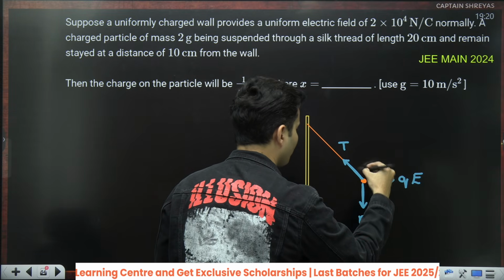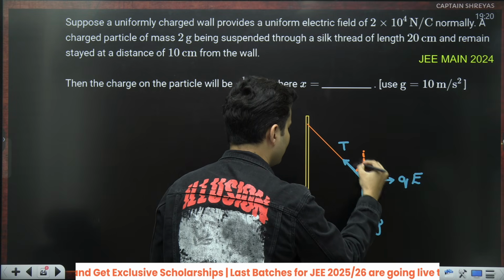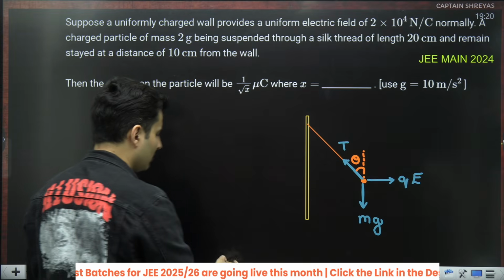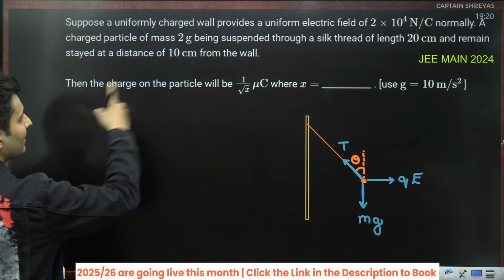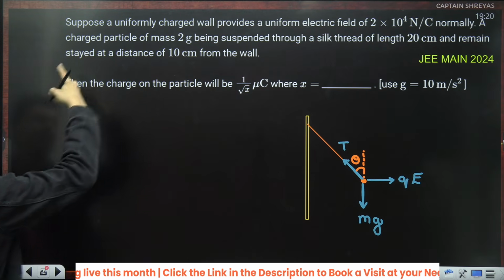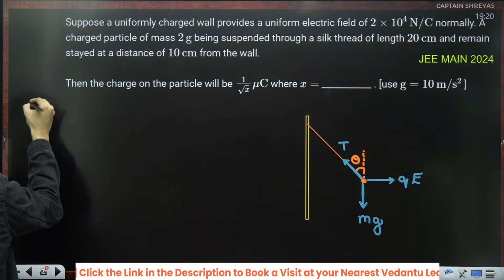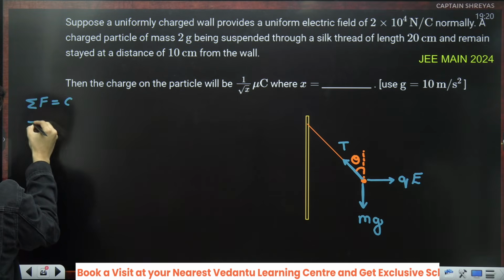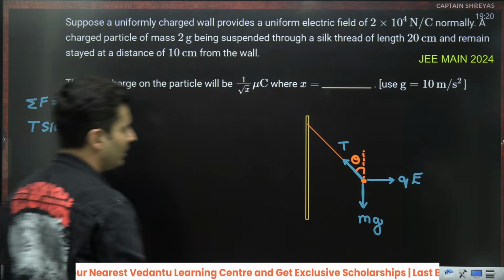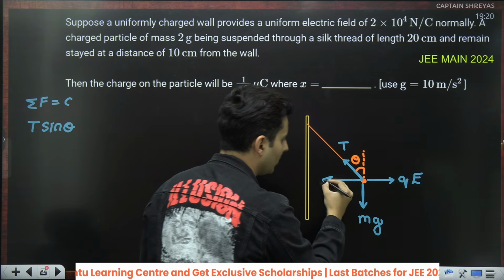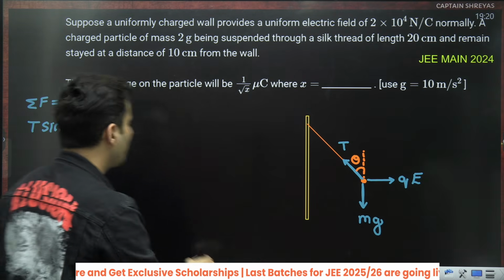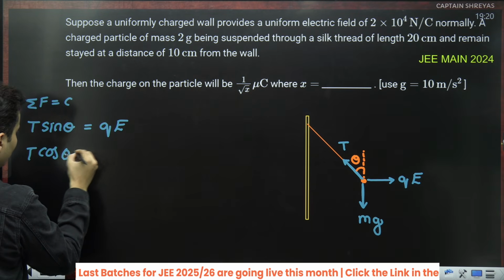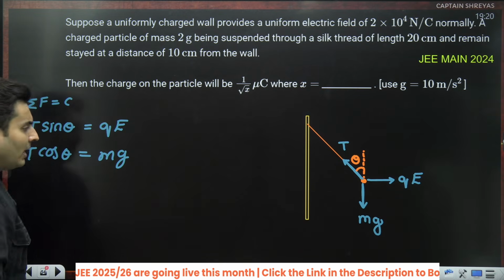Of course, I can now draw a vertical line and I can say this is theta, and then I can split the tension and equate the forces for equilibrium. So it is clearly mentioned it is in equilibrium. So what happens is the net force must be 0. If you go in the horizontal direction, the tension's sine theta component will balance QE. Similarly, the tension's cos theta will be balanced by mg.